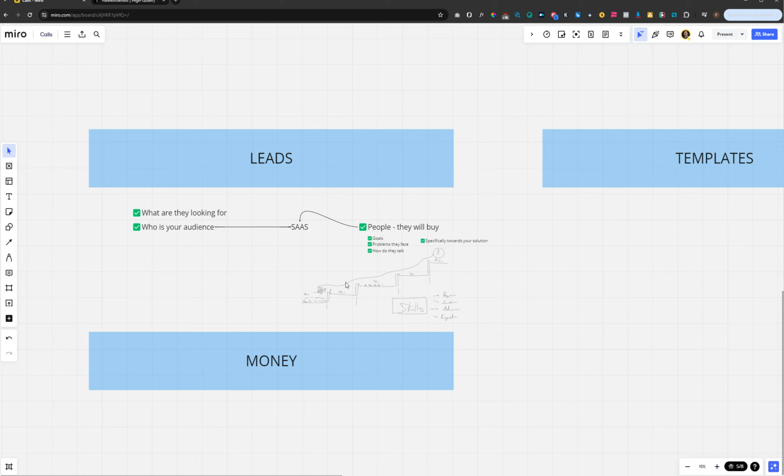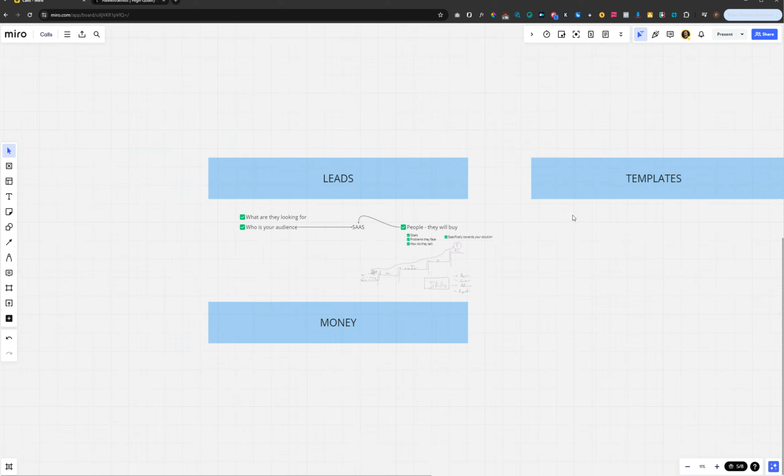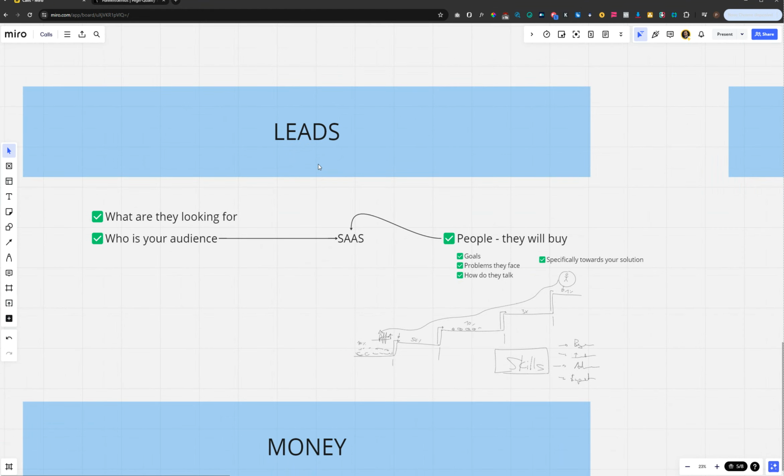So you want to know exactly who your target audience is and how they speak, so then you can replicate how they speak and insist on that communication, so they feel like you are part of them, you understand them, and they are going to thank you for understanding them and providing the solution that they need. So all this stuff just about leads.